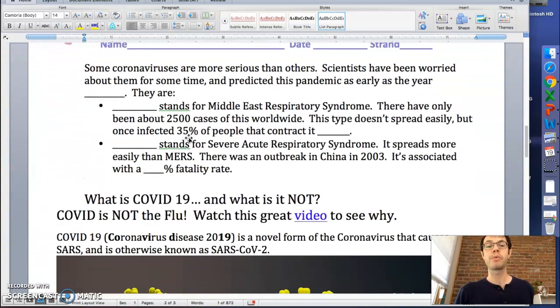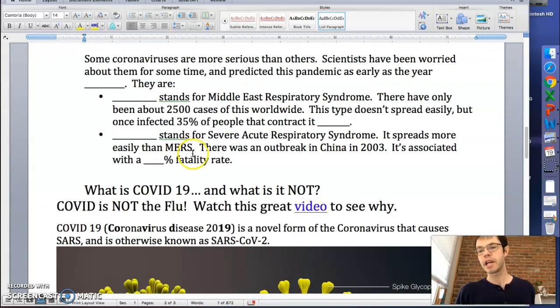So some of them we've already known were serious and have been kind of our red flags that we should have been more prepared than we are for this. Scientists have been worried about them for a long time. Bill Gates even made a TED Talk back in 2015 about how SARS was going to be the next pandemic. And that's what this is.